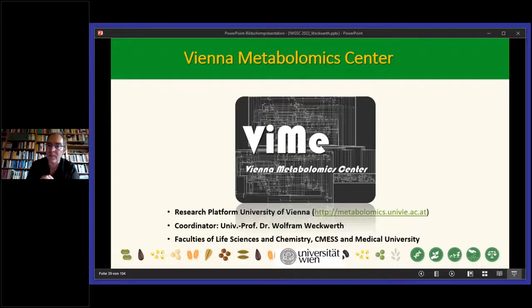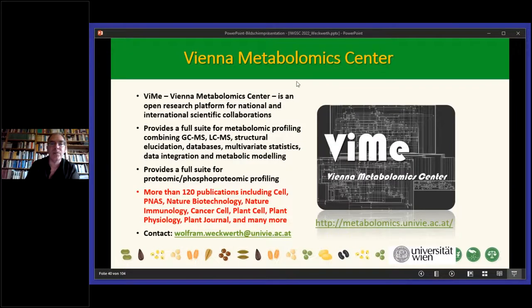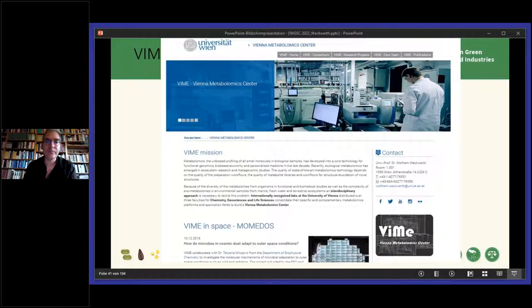We have started a Vienna Metabolomics Center at the University of Vienna, where I'm located in Austria. And this is an open research platform for national and international scientific collaborations. So we provide a full platform for profiling, GC-MS, LC-MS, structure elucidation, databases, statistics, data integration and modeling, but also a platform for protein and phosphoprotein profiling. In the last 10 years or so, we had more than 120 publications, including very high impact papers on very nice collaborations. And I'm happy to explain more if you just contact me and I can give you more feedback on this. So there's also a webpage where you can inform yourself about this platform.